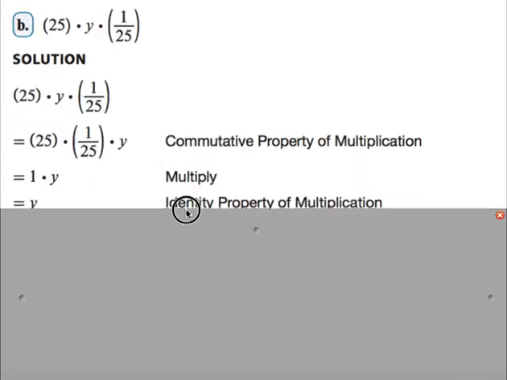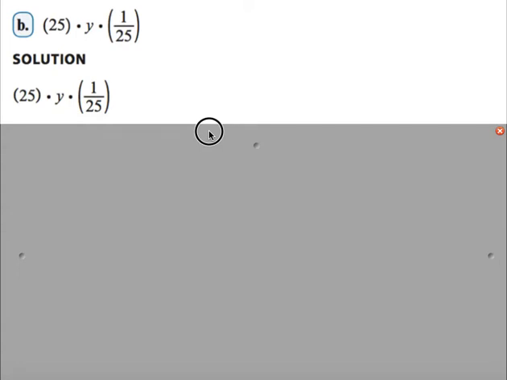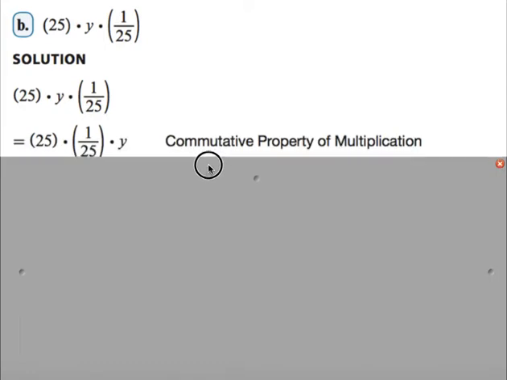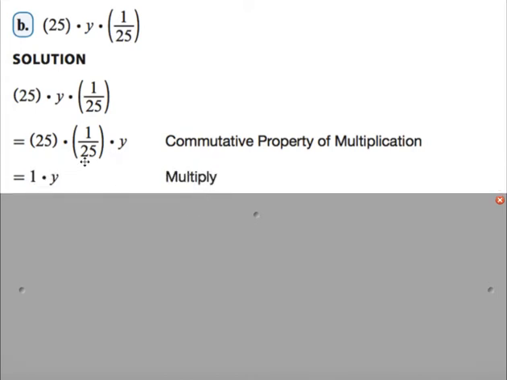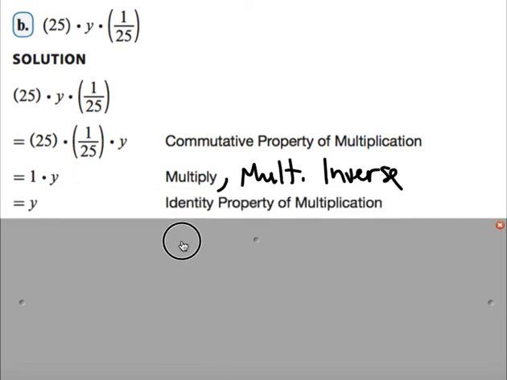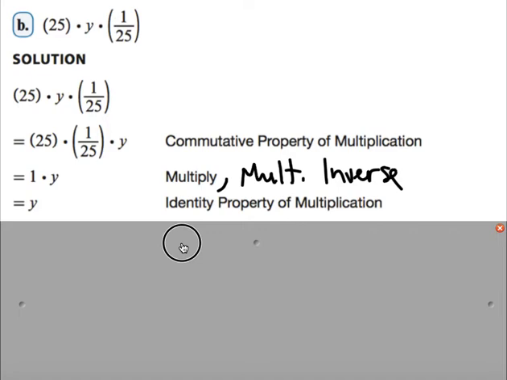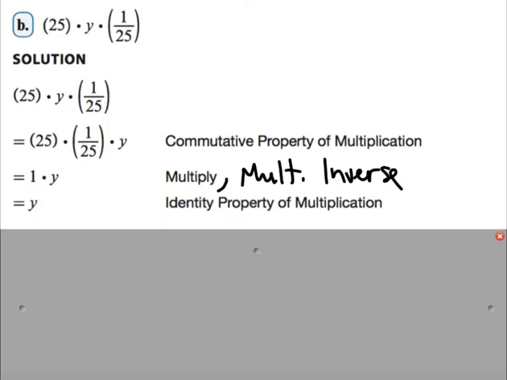Similarly, let's look at this one. We are given 25 times y times 1/25. Well, I want to get that 25 and 1/25 together, so I use the commutative property. I multiply. Remember this, even being able to multiply to say it's 1 is using our multiplicative inverse. And then if we're multiplying a number times 1, well, that's using the identity property of multiplication, and that is our final step. So taking something and justifying our results as we go through.